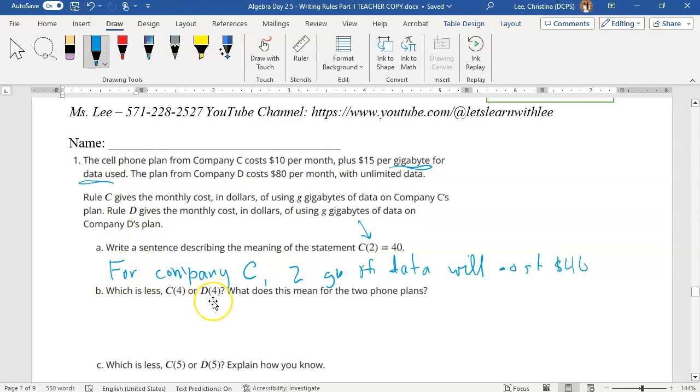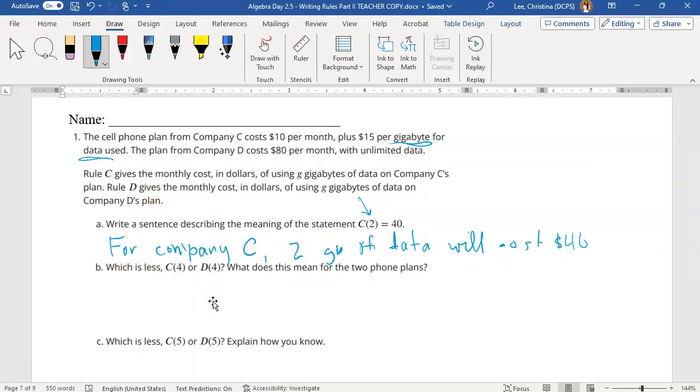It says which is less, C of 4 or D of 4. So in order to figure that out, we need to figure out what the rules are. So we have C of, that's not a very good parenthesis, let's try that again. C of X equals $10 per month plus $15 per gigabyte. D is just a flat $80 per month, regardless of the number of gigabytes that you use. So this means that no matter what I put in for X, my Y value will be 80. So the cost, no matter what, is going to be $80.